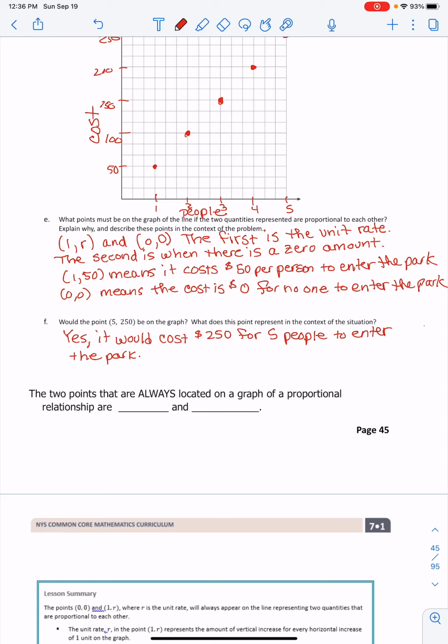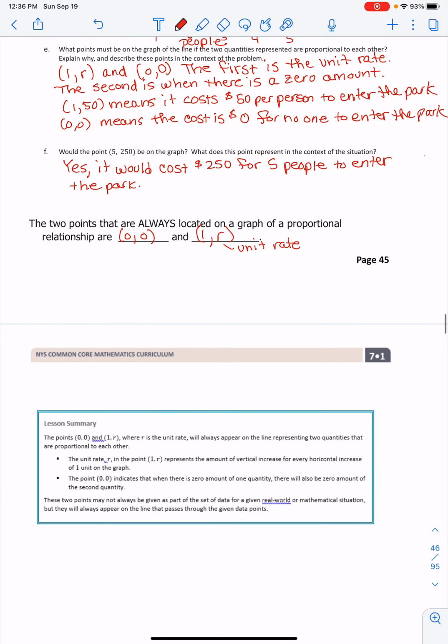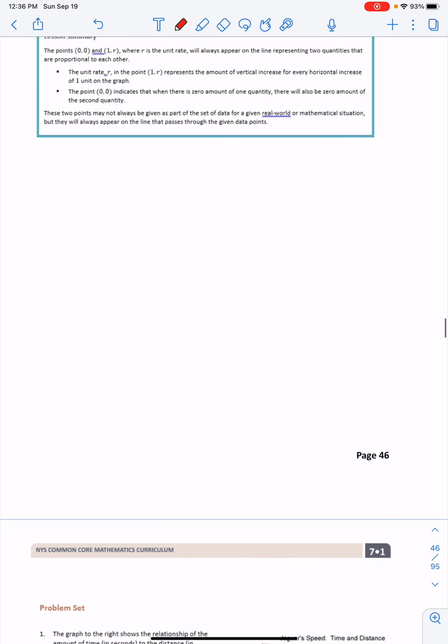So now it says the 2 points that are always located on the graph of a proportional relationship are 0, 0 and 1, R. And remember that R represents the unit rate. Okay. Sorry about that. And that ends our lesson, I believe. And it does.